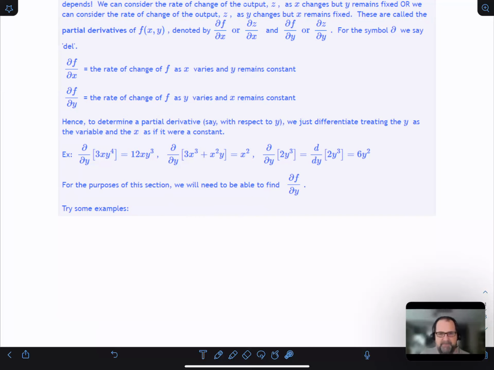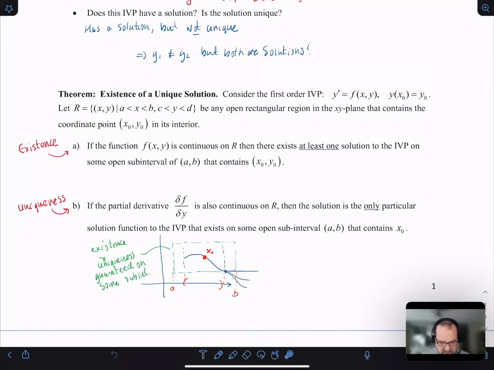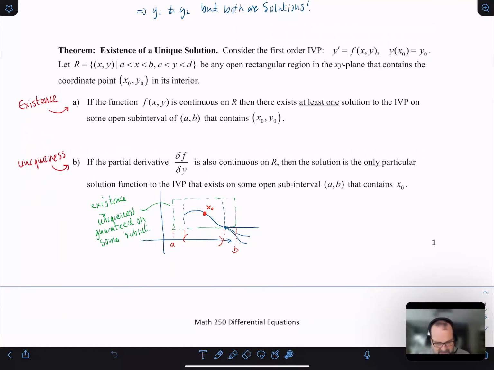Okay, so let's go back to our notes then, our theorem here. I'm going to head back to that theorem we were talking about that tells us about existence and uniqueness. So this is what the theorem tells us. Consider an initial value problem. We have a first order DE, y prime equals f of x,y, and we have an initial condition point, namely x0, y0. This is our initial condition point.